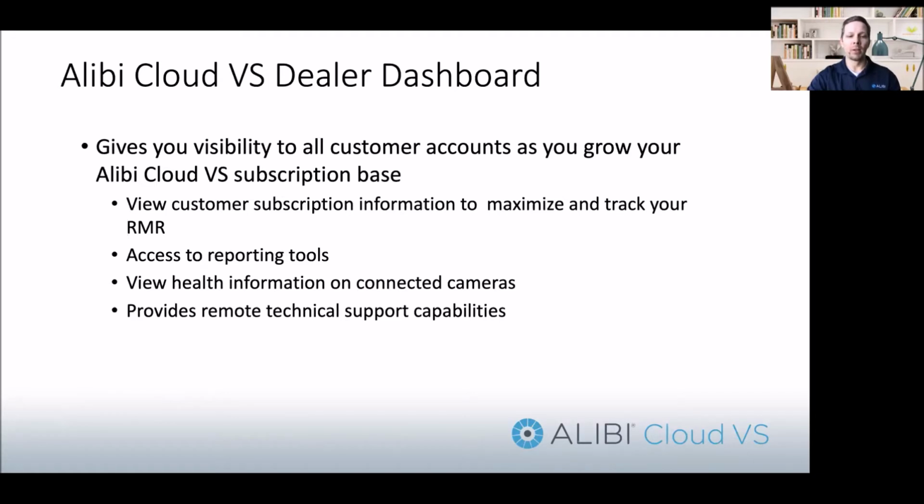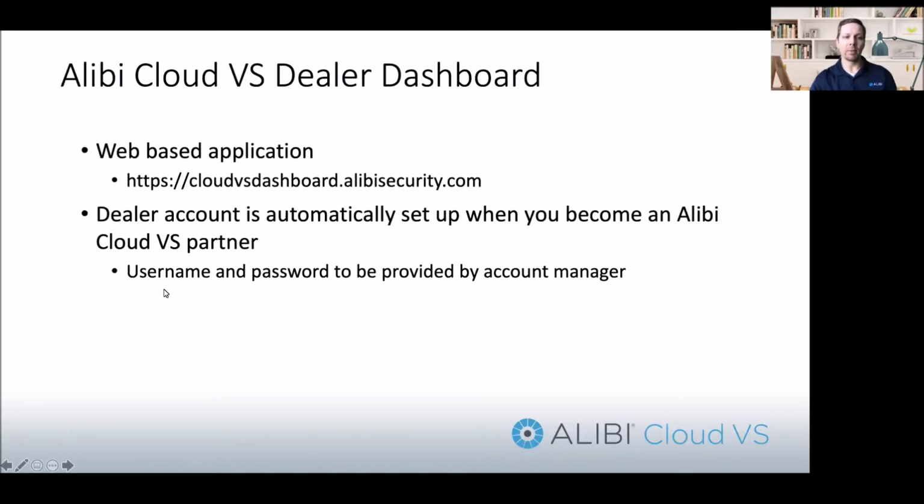and I'll show you how that works once we get into the dashboard itself. So how it works is there's a website. It's cloudvsdashboard.alibisecurity.com. Once you get there, it's going to ask you for a login credential. Once you become a Cloud VS partner, we automatically set you up with a master dealer account. So if you're already selling it and you don't have your account credential, call your account manager. We will get those credentials out to you. If you are just signing up, we will set this up from the very first time that you get a subscription activated for a customer. We will turn on an account for you, and we will provide you with the username and password. It's pretty much that simple.